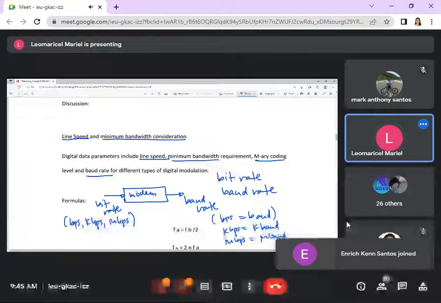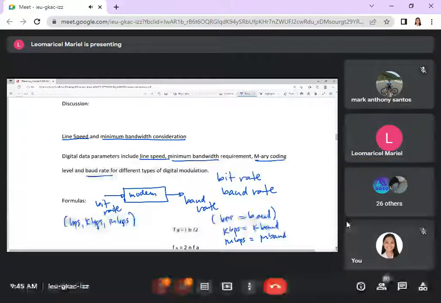Susundan? Di ba nandiyan yung parents sa class? Papunta niya dito. Yes po, sir.